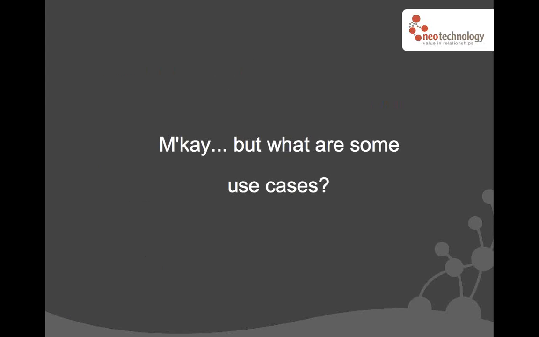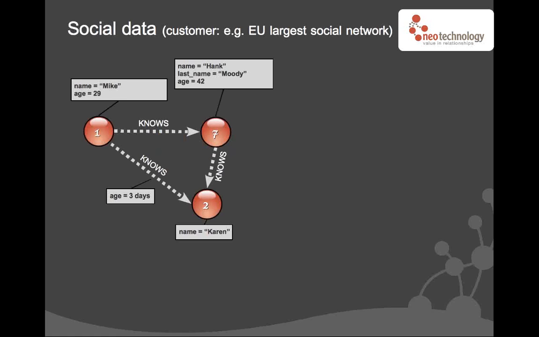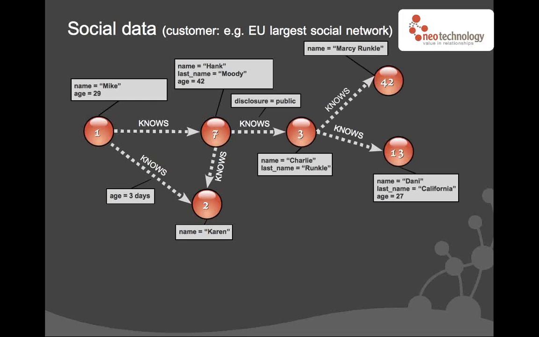Okay, so that's some of the core features about graph databases. But what about some use cases? So we've talked about social data today. We used the Matrix example. That's actually not a fictional example. One of the largest social networks in the world is using us to map relationships between people, social relationships. And it looks very similar to basically the social network example that I just used from the Matrix movie.